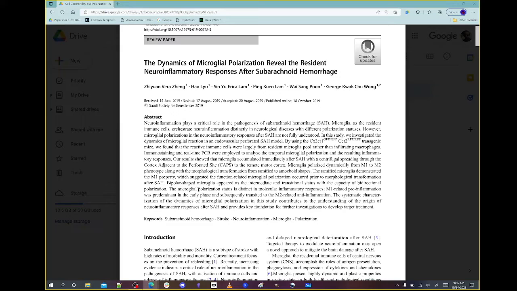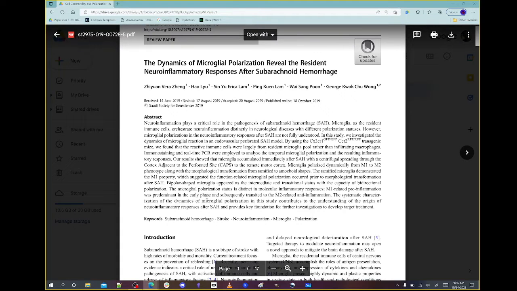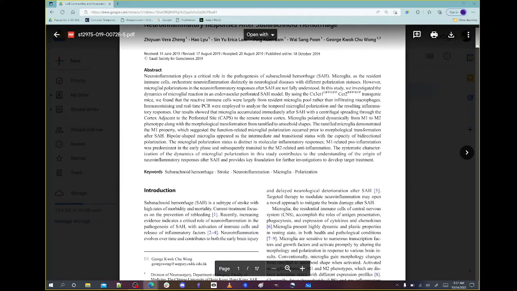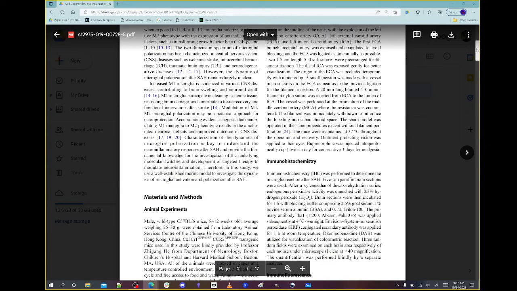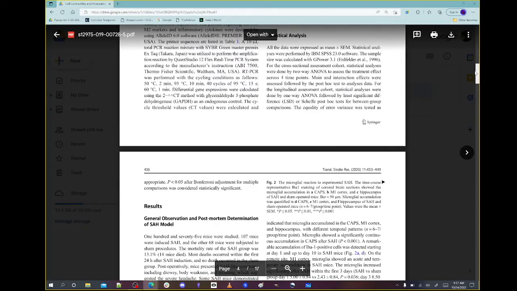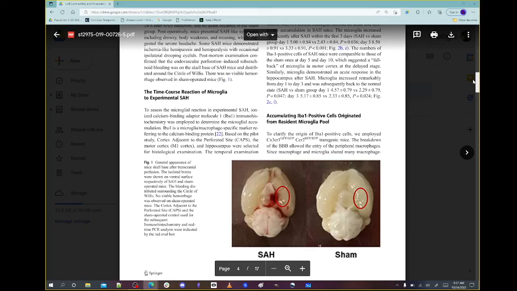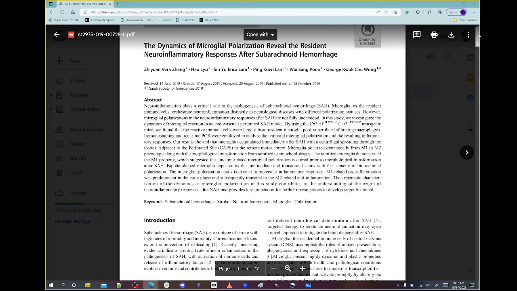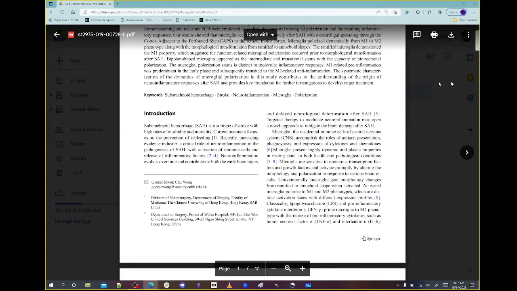The microglial polarization status is distinct in molecular inflammatory responses. M1-related pro-inflammation was predominant in the early phase and subsequently transited to the M2-related anti-inflammation. The systemic characterization of dynamics of microglia polarization contributes to the understanding of the origin of neuroinflammatory responses. So this is basically a response in terms of inflammation or some chemical signaling influencing the shape of these glia. And then that's influencing the nature of how these things are regulating some of this hemorrhage, when this hemorrhage occurs.